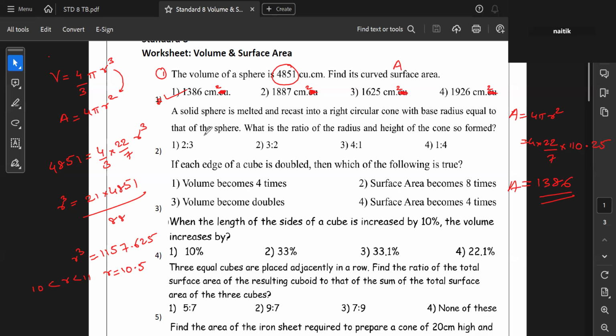Sorry, Naitik, your voice is echoing. I'm not able to understand what you're saying.